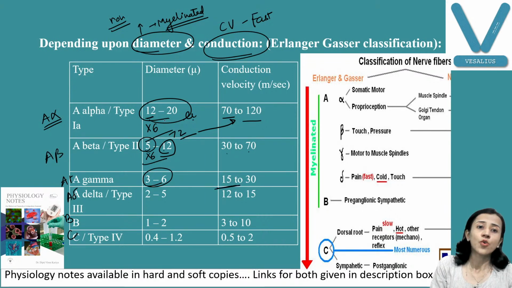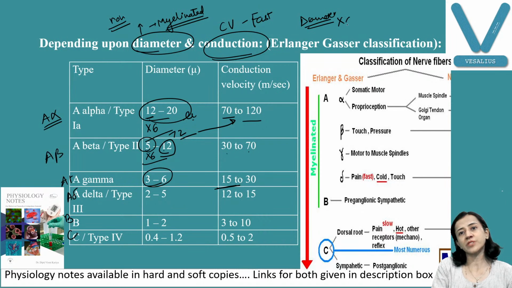So always, first of all, you have to remember diameter only, and if you know the diameter, multiply this with 6 and you will get the conduction velocity. A delta fibers: diameter 2 to 5, conduction velocity 12 to 15. B fibers: 1 to 2 micrometer diameter, conduction velocity 3 to 10. And C fibers: diameter is 0.4 to 1.2 micrometer, conduction velocity is 0.5 to 2.